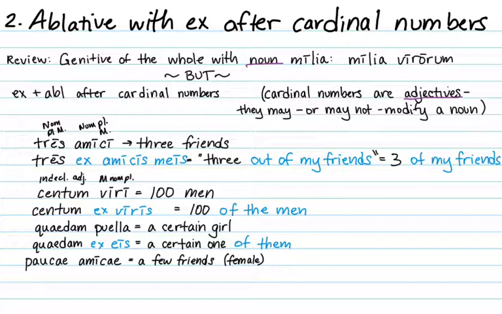Paucae amicae means a few friends. Happens to be female friends, because you'll notice that paucae and amicae are both feminine nominative plural. But if you want to say a few of my friends, you say paucae ex amicis, a few of the friends.